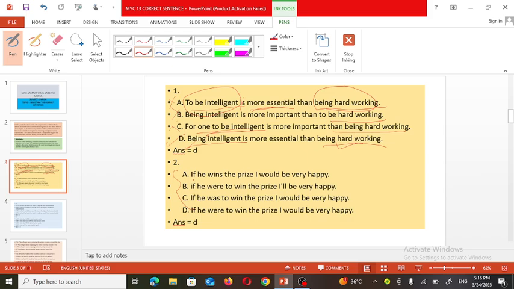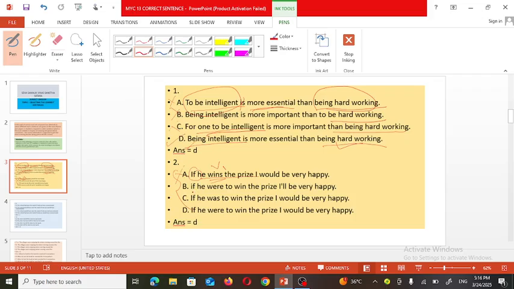Now see the second example. If he wins the prize, I would be very happy. Now actually we are talking about if and then, meaning the statement in the if clause does not actually happen. We are talking that if, suppose, it would have happened, then this thing would have been done like that. So here wins, the verb first form, is used, so that is not correct.